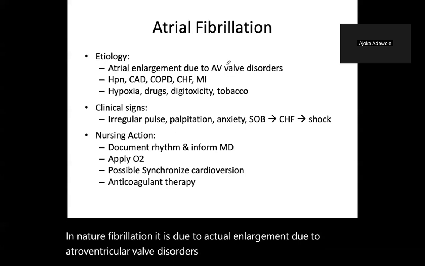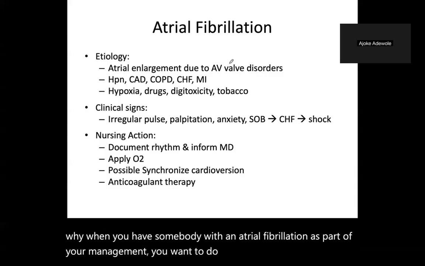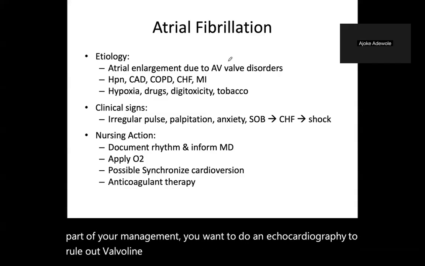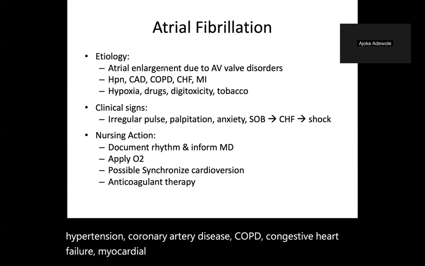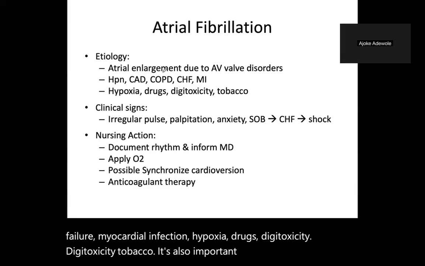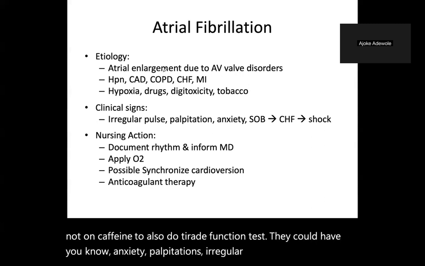Atrial fibrillation can be due to enlargement, due to atrioventricular valve disorders. That's why when you have somebody with atrial fibrillation, as part of your management, you want to do an echocardiography to rule out valvular abnormalities, right? It could also be due to hypertension, coronary artery disease, COPD, congestive heart failure, myocardial infarction, hypoxia, drugs, tobacco. It's also important to make sure that they're not on caffeine, and to do thyroid function tests. They could have anxiety, palpitations, irregular pulse, shortness of breath.